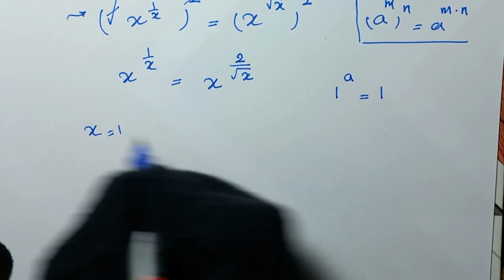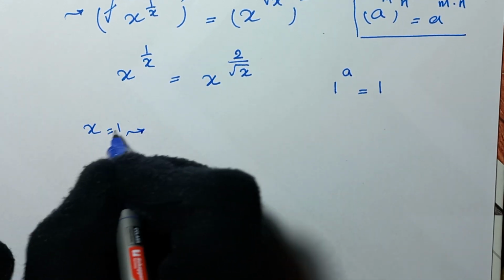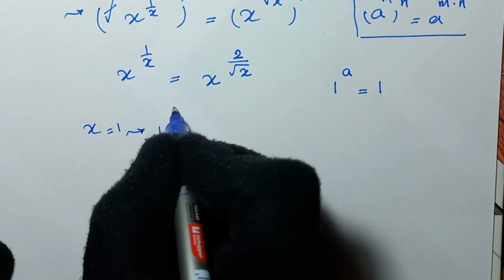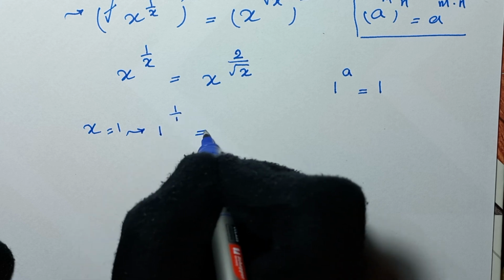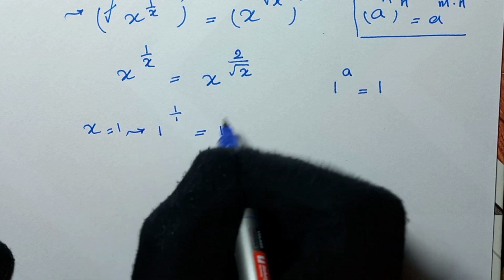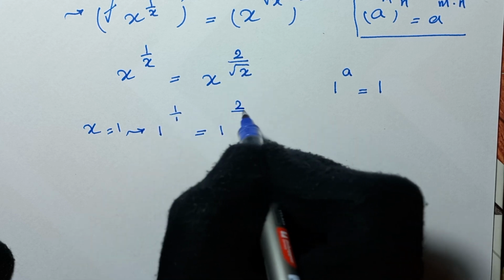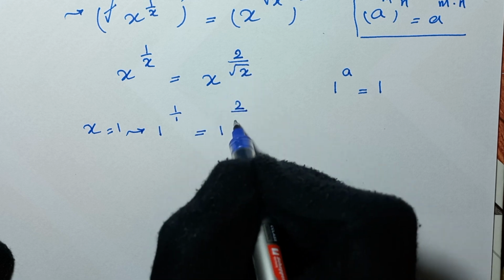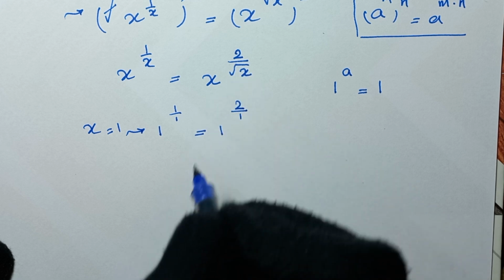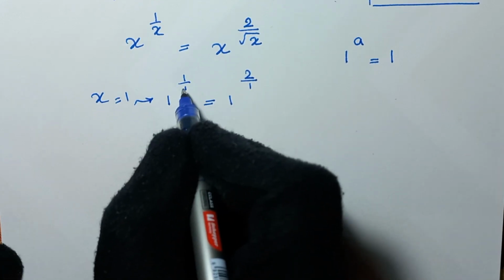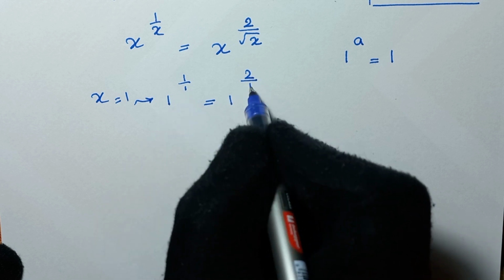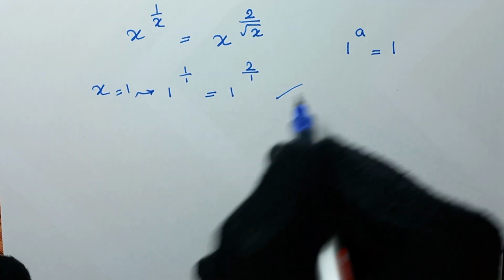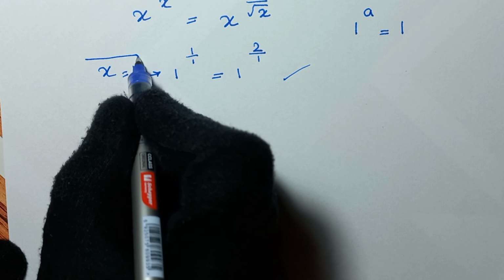So in here, 1 to power of 1 over x, it will be 1 over 1, is equal to 1 to power of 2 over x. It will be 2 over square root of x. Square root of 1 is 1. So in here, 1 to power of 1 over 1 is 1, and 1 to power of 2 over 1 is 1. So x is equal to 1 is our first answer.